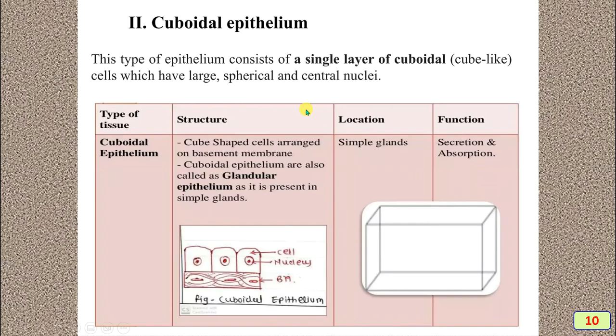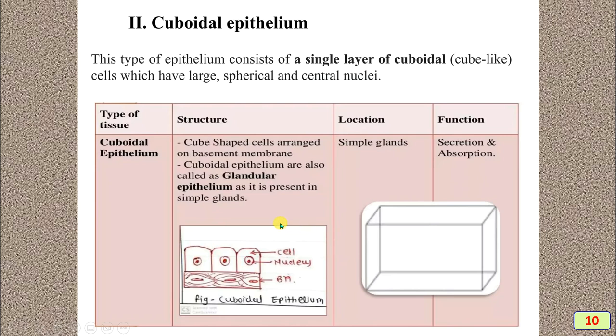The second type of epithelium is the cuboidal epithelium. As the name indicates, they have a cuboidal structure, a single layer of cube-like cells, which you can see in the photograph, with large spherical central nuclei. These are all the central nuclei. So they have a cube shape.